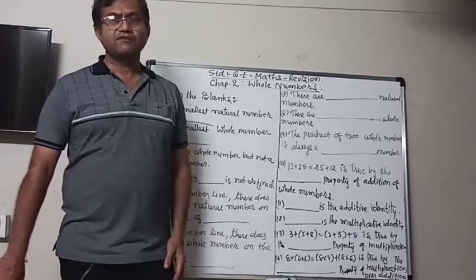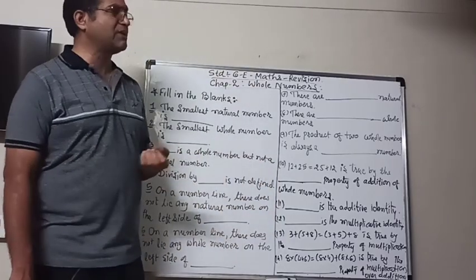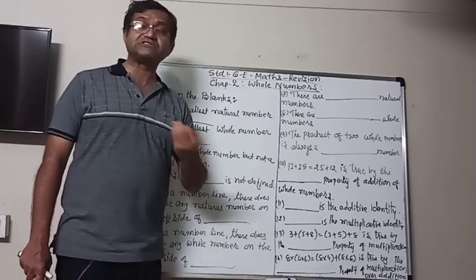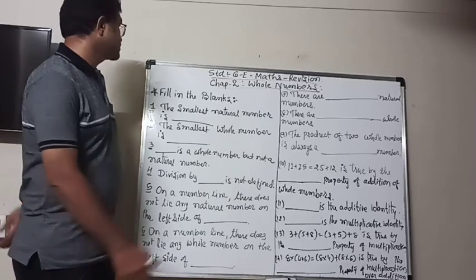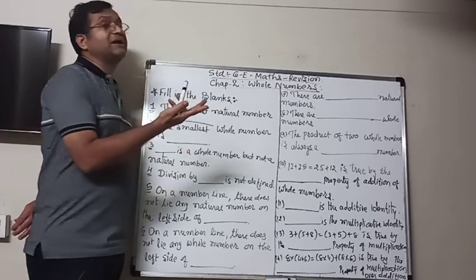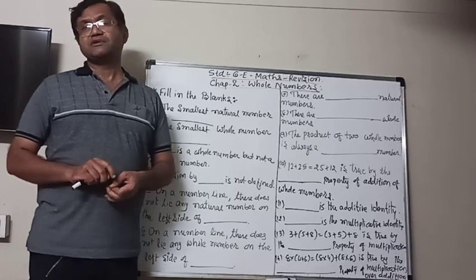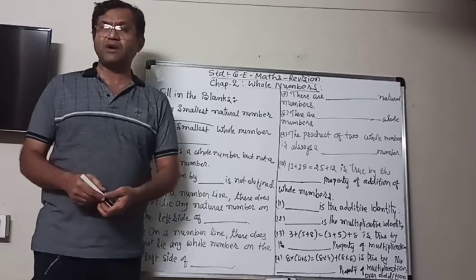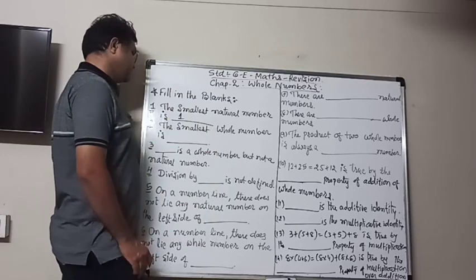So today we are going to do some fill in the blanks based on the things that we already discussed. So let's see the blanks. Fill in the blanks. First: the smallest natural number is blank. Now it is very obvious. Natural numbers start from 1, 2, 3, counting numbers starting from 1. So the smallest natural number is 1.